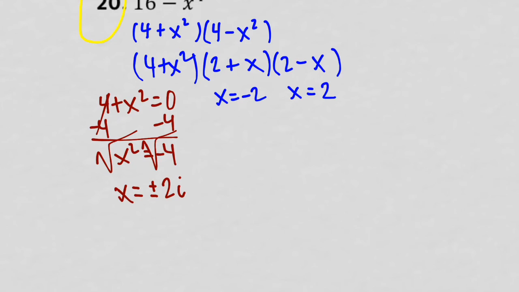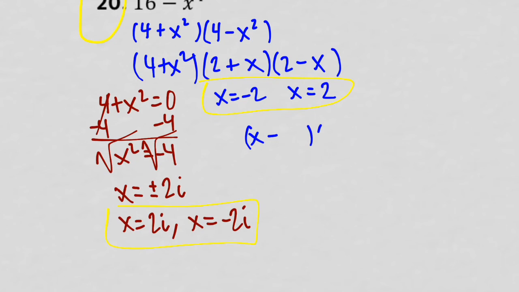That's 2i. Plus or minus 2i, which means positive 2i and negative 2i, right? Let's split them up because we do need them all split up. So there's 4 roots. These 2 and these 2. And now we can write the complete factored form.